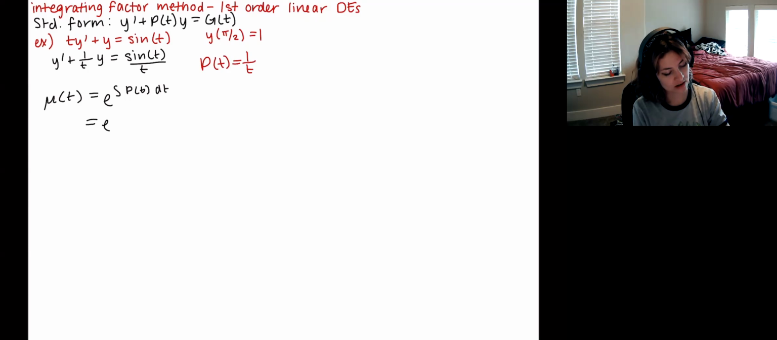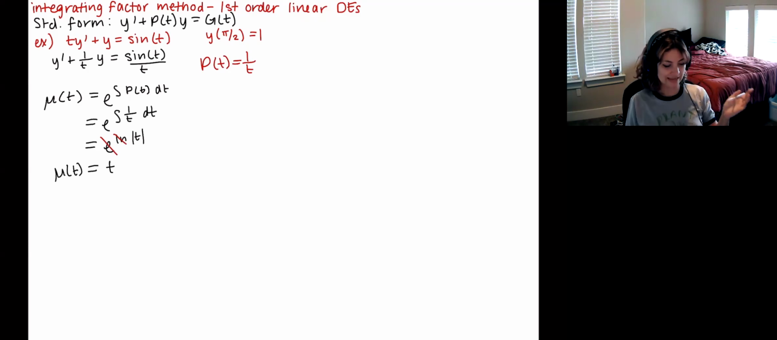So plugging it in and solving, we get e to the integral of 1 over t dt. And from Cal 1, we know that that integral is just equal to the natural log of t. Our e and our natural log cancel out, and all we are left with is mu of t equals t. Easy enough. So that is our integrating factor.